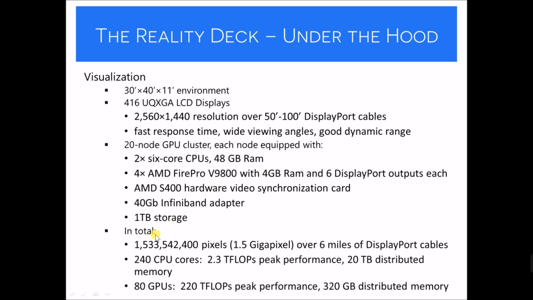Okay, and so when you add it all up, 416 times the resolution comes down to 1.5 gigapixel. There are 6 miles of DisplayPort cables that connect these things in the back all together to the computation hardware. And 240 GPU cores, 2.3 teraflop peak performance, and 20 terabyte distributed memory. So it's distributed because each of them has memory by itself to store the imagery. And then you really have to pump through this imagery because it gets animated, right? It's not just a still image, it gets animated.